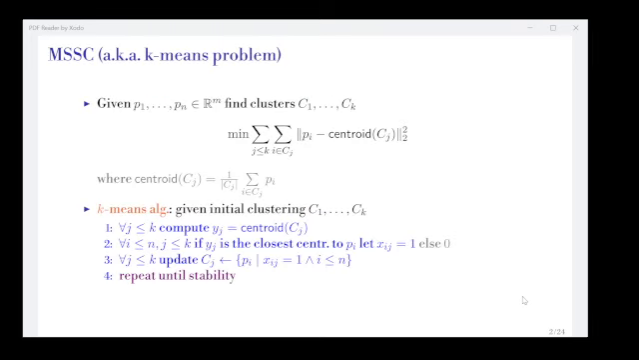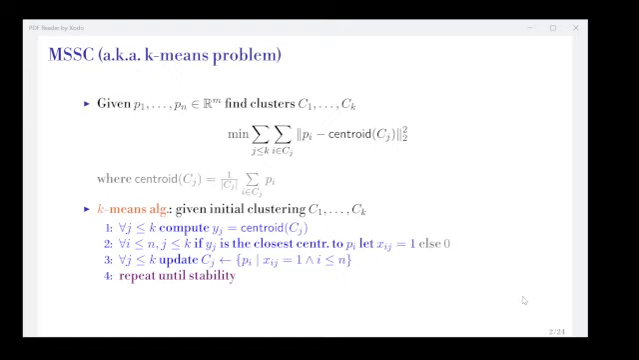So the problem I'm going to talk about is the MSSC, minimum sum of squares clustering, and it's also known as the k-means problem. So given a bunch of points in R^m, you have to partition them into clusters C1 to CK. This partition has to minimize the collective distance, the sum of the distances between each point and the corresponding centroid.